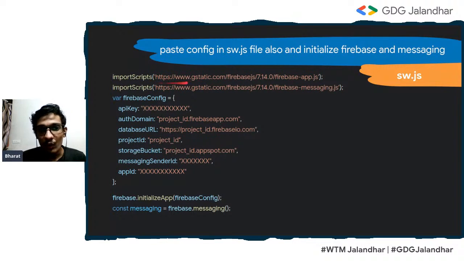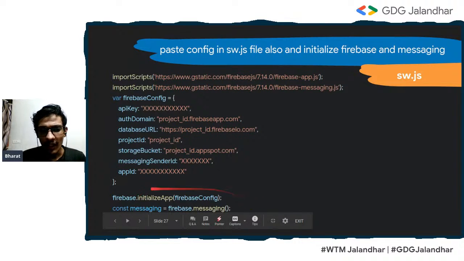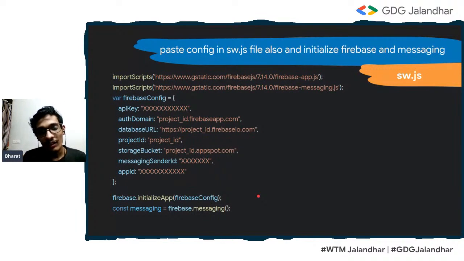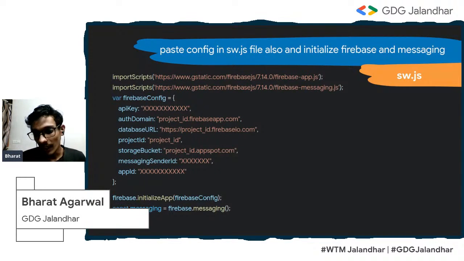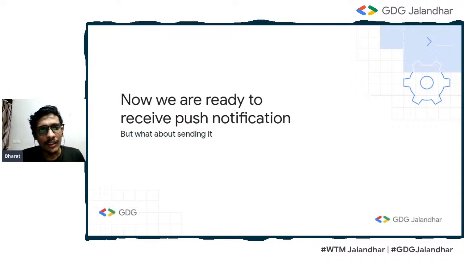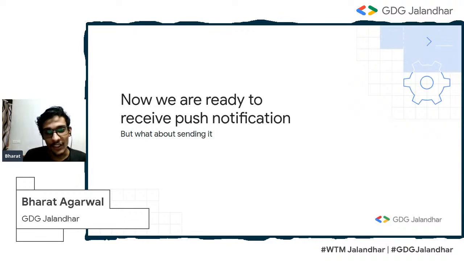So we are importing those two CDNs again, and then the configuration, initializing the configuration for us, and then again the same thing: initializing the Firebase application and then messaging. Since this is a different thread, we have to initialize this thing again and again. As we all know, JavaScript is a single-threaded language, but with the help of a service worker, we can use a background thread also. But to use that background thread, we have to initialize all the things in there again. So that's it. Now we are good to receive the push notifications.